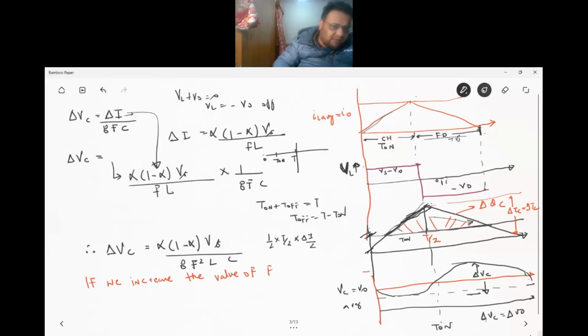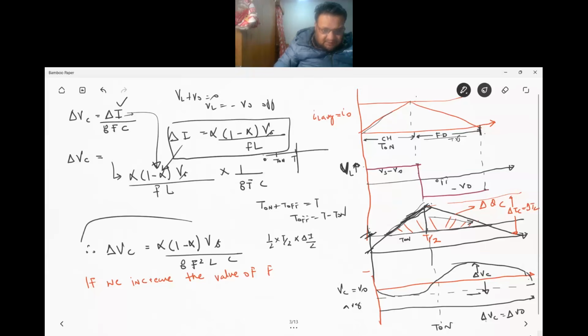So delta VC was equal to delta I by 8FC, and I substitute back this delta I value, which I previously calculated, as alpha into 1 minus alpha into Vs by FL. Once I put this delta I value here, I get delta VC is equal to alpha into 1 minus alpha into Vs by 8F square LC. Now that means if we increase the value of frequency, what is going to happen? The voltage ripple is going to decrease.